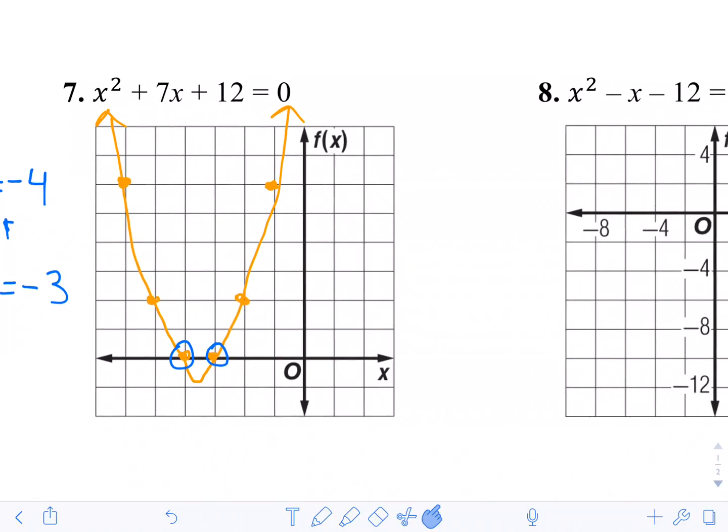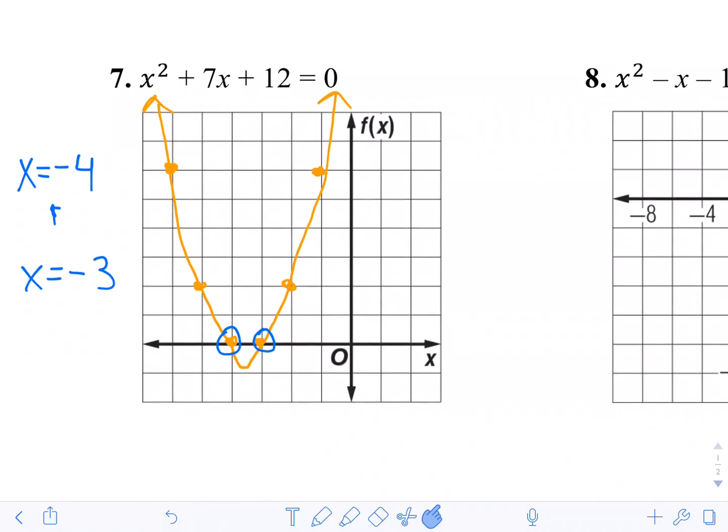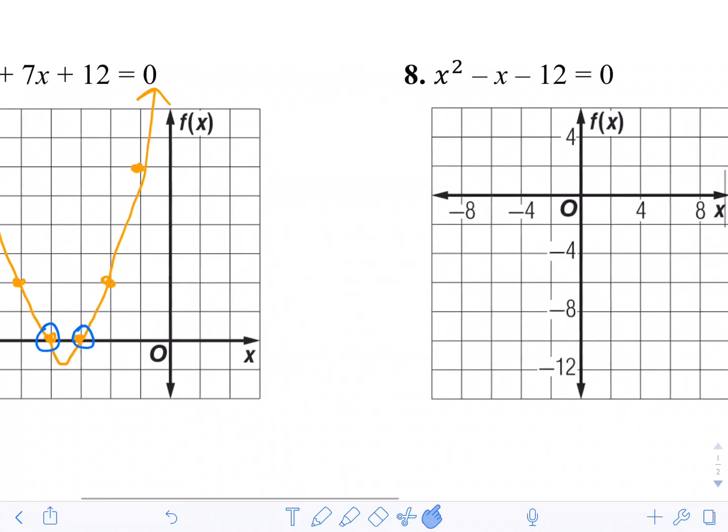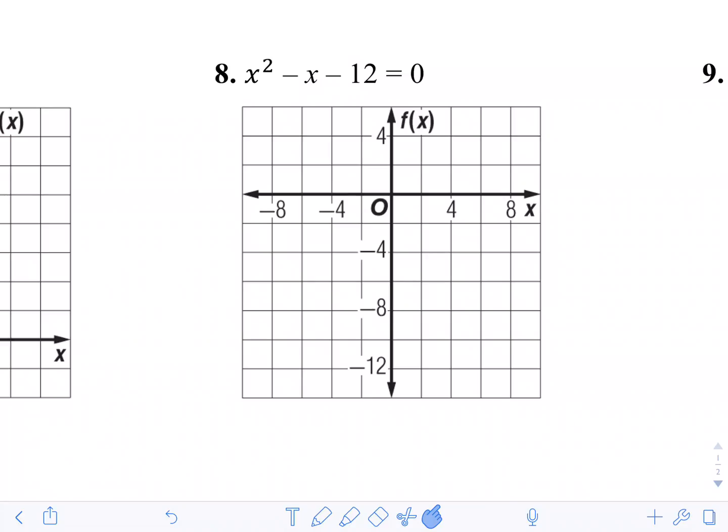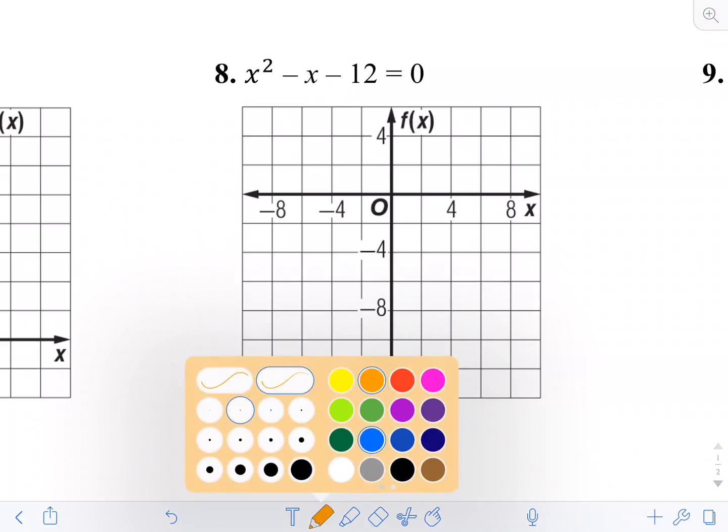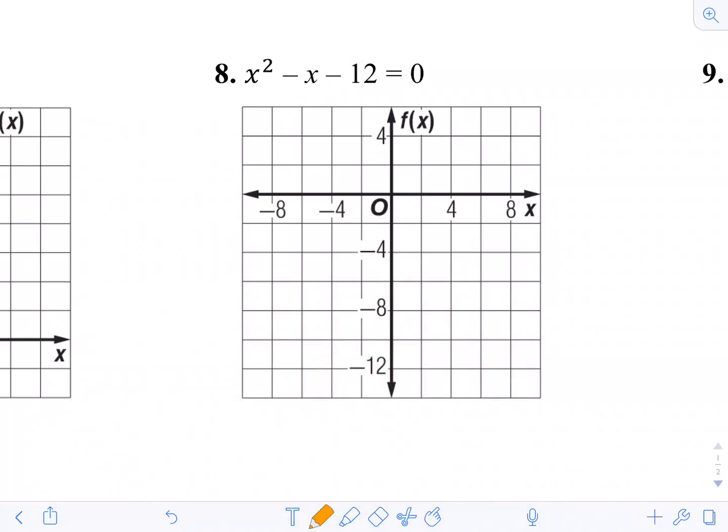All right, number 8. Now, if you want to, you can still go through the whole second trace thing, and it's just going to come out -4, and it's going to come out -3. All right, we have y equals x squared minus x minus 12. I'm going to look at my table first. I cannot plot anything until, let's see, can I plot -4, 8? Nope. -3, 0 I can plot. All right, so my first point that I can plot is -3, 0.